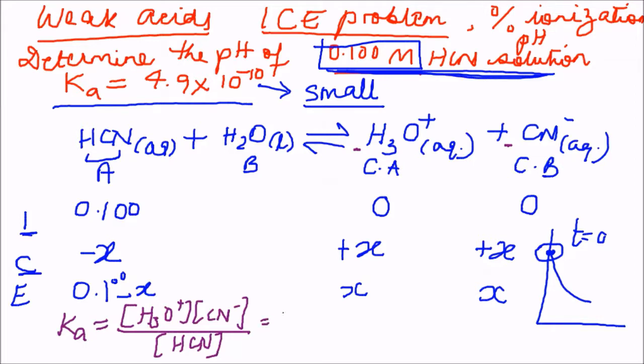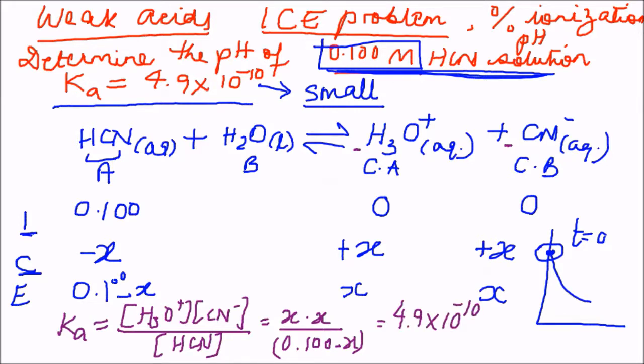And so now I'm going to simply plug in the values. So x times x divided by 0.100 minus x, and that number should be equal to 4.9 times 10 to the power of negative 10.